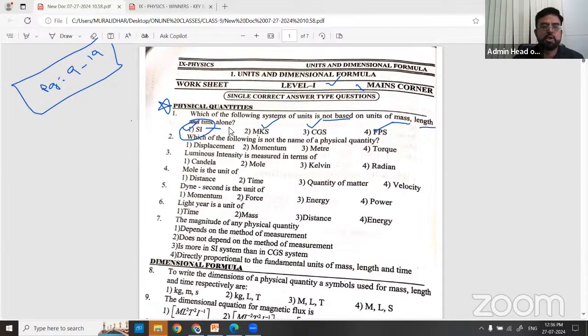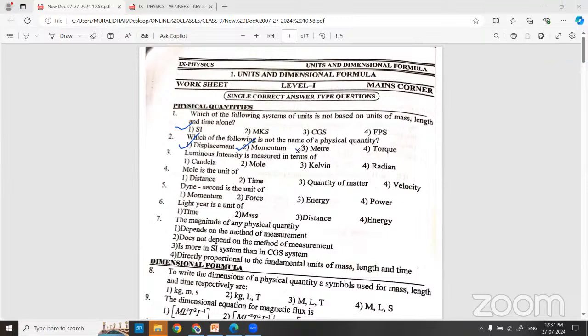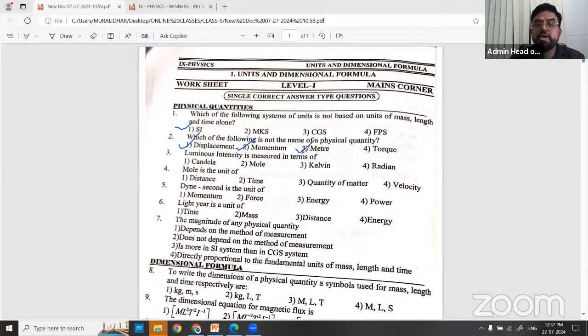That is the answer for the first question. You can note down the question also, or you can open your books and answer them. So the answer is first: the SI system is not based on mass, length and time alone. Question number 2: which of the following is not a name of a physical quantity? Displacement is a physical quantity. Momentum you can also measure, a physical quantity. Meter is not a physical quantity because it is a unit.